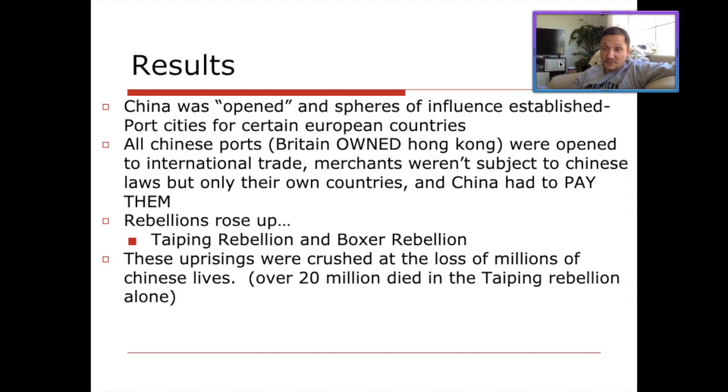Merchants were not subject to Chinese laws. They were only subject to laws of their own home countries. And China had to pay them to allow them to keep using their land. This is a great example of imperialism.